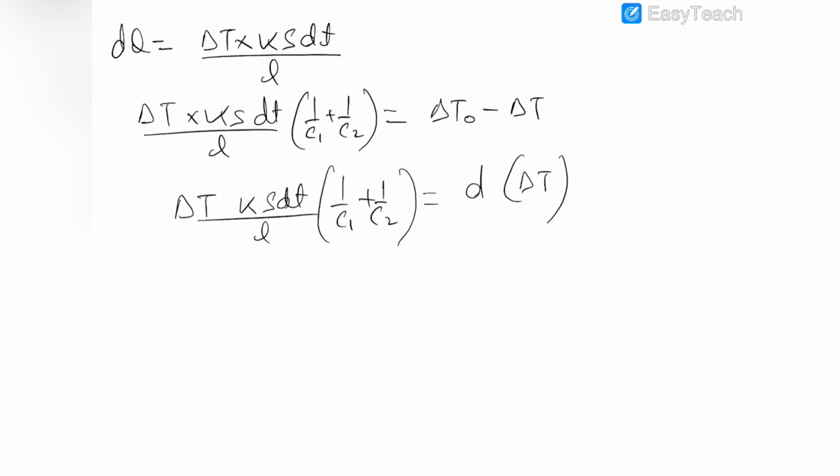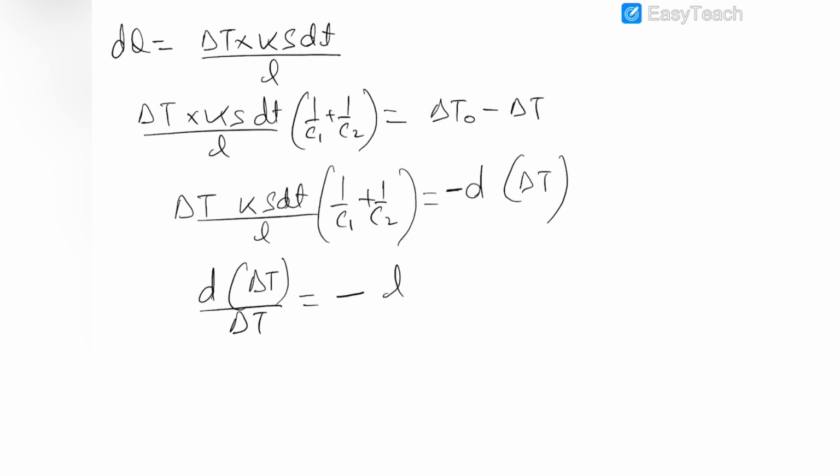Okay, and therefore we know that the change of temperature difference should be final temperature difference minus initial temperature difference. So this change is negative because the final temperature difference is lesser than the initial temperature difference. So you can say that d of delta T divided by delta T is equal to minus of L.